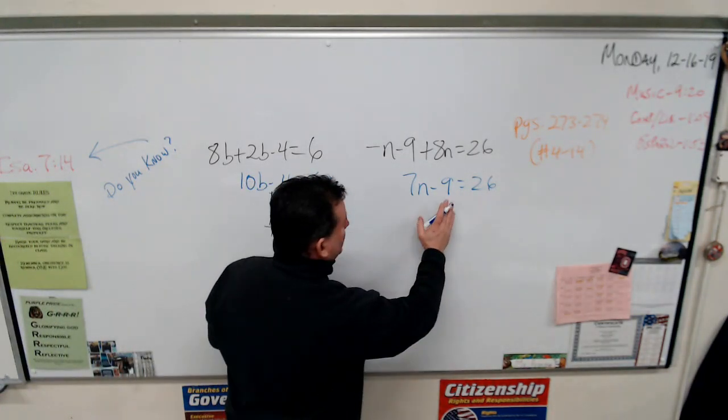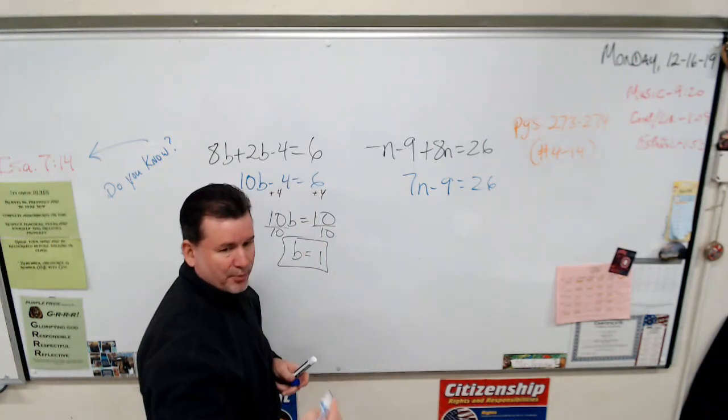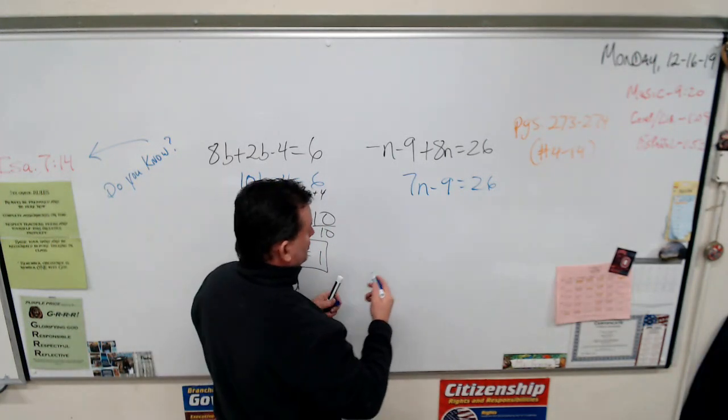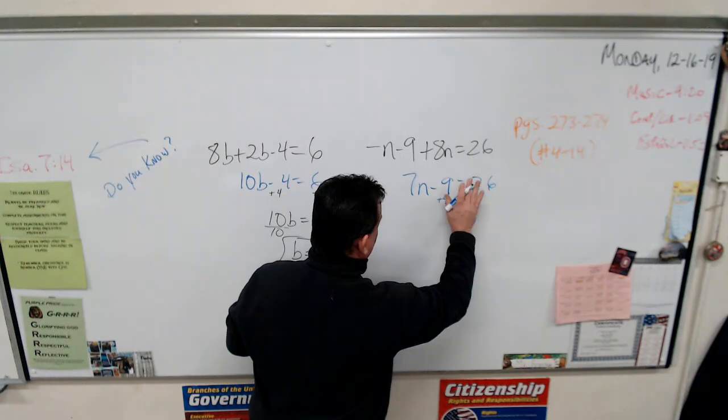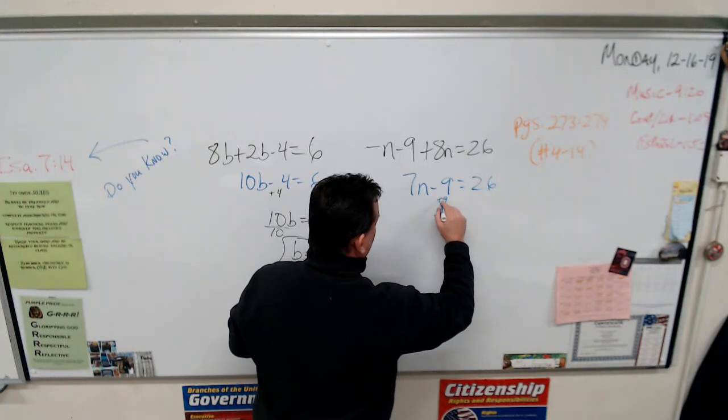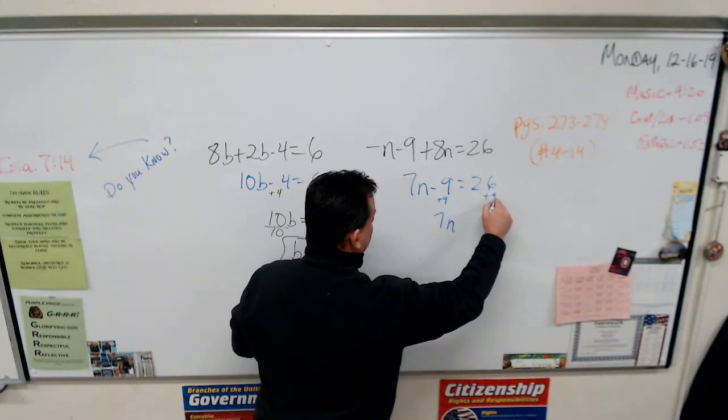Okay. How do I get rid of the negative 9? What's the opposite of subtraction? Addition. So I'm going to add 9 here. That gets rid of it, 7n, as long as I do the same thing to both sides.